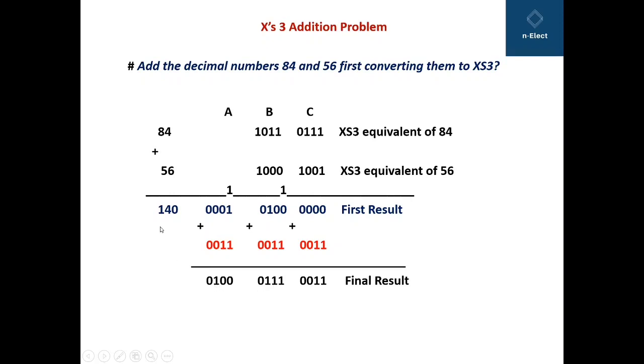And you can verify that the XS3 code of 140, XS3 code of 1 is 4, so this is 4. XS3 code of 4 is 7, this is 7. XS3 code of 0 is 3, so this is 3. So this is how the XS3 code addition is performed.